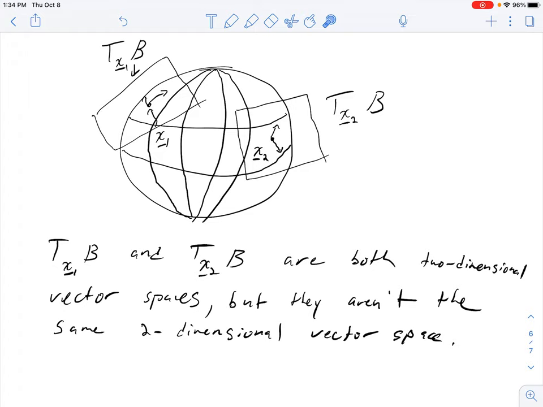Even though they're the same dimension, the tangent space at a point is the tangent space at a point. And if the manifold is not trivial, then that's it. Whereas if the underlying manifold is Euclidean space, then the tangent spaces at all points are identifiable with one another, and in fact the same.